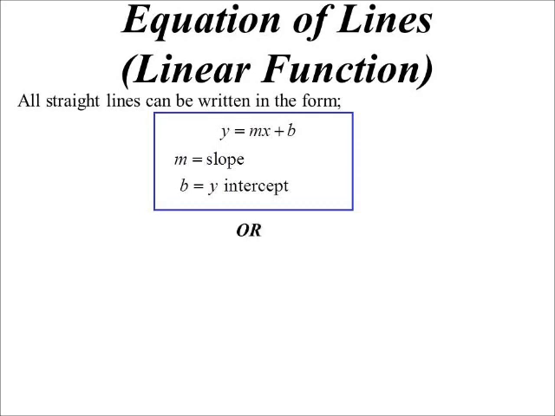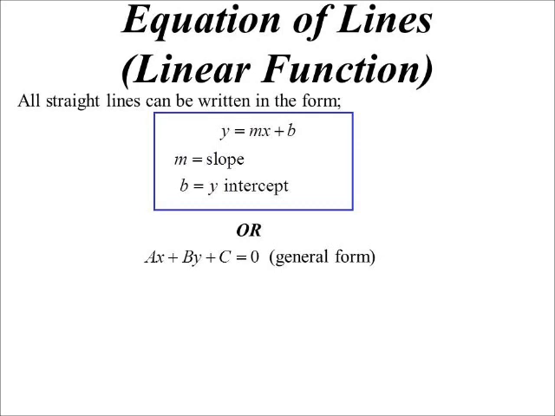Of course, another way we tend to write lines is in what's called general form, where we put everything to one side of the equation and make it equal to 0. This is useful for another formula that we end up using called the perpendicular distance formula. So that's why general form becomes handy.